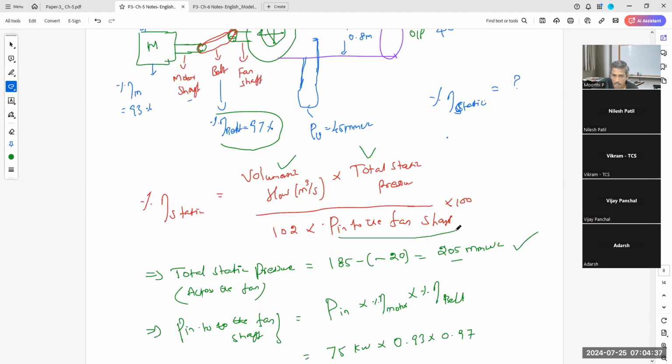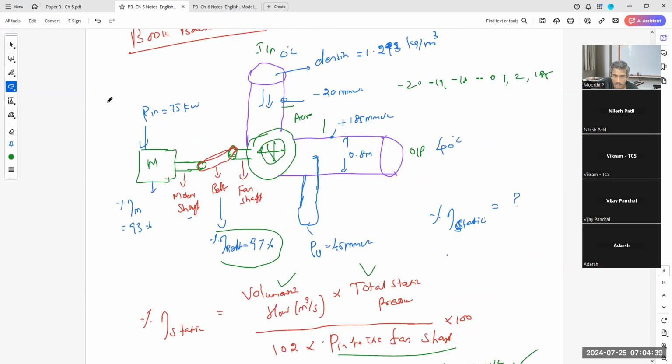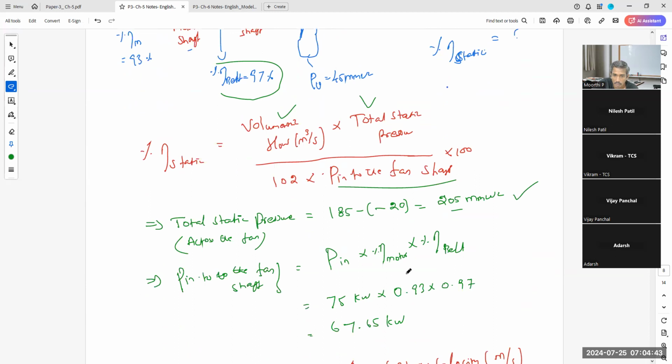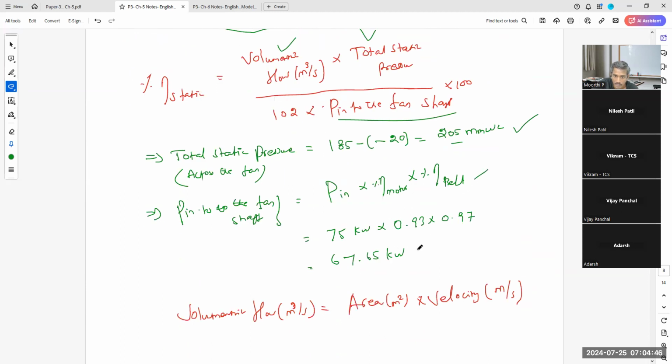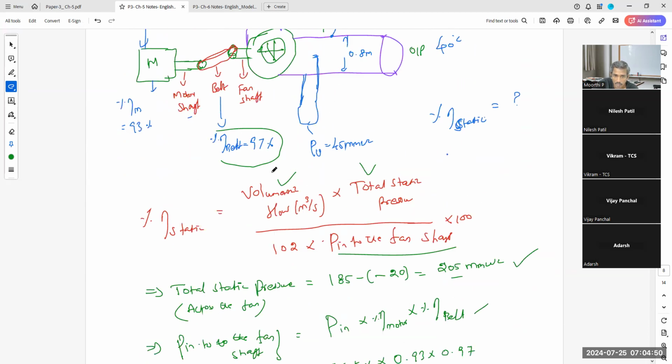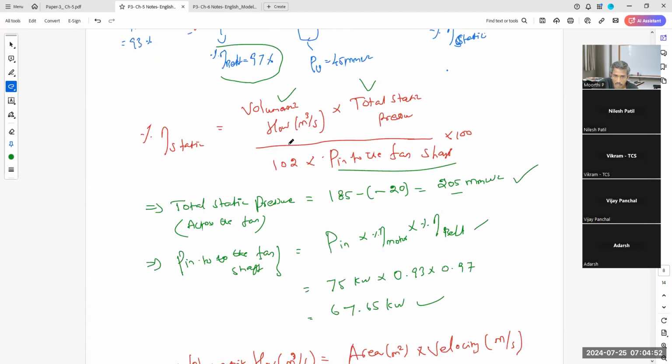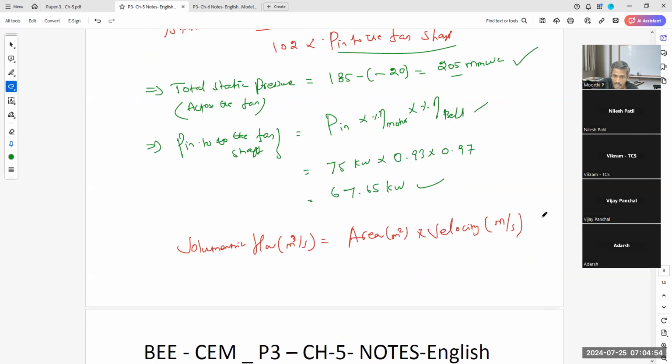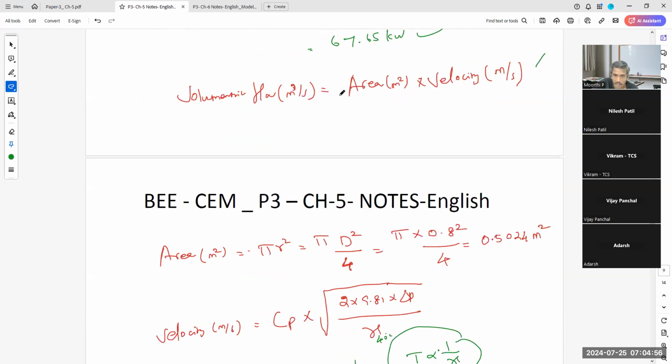Then power input to the shaft, the direction is forward. You understand now, then you have to multiply. It's 67.65 kilowatt. Then calculate volumetric flow. What is the unit? Meter cube per second. So area into velocity. Area is pi d square divided by 4. You have done this one.